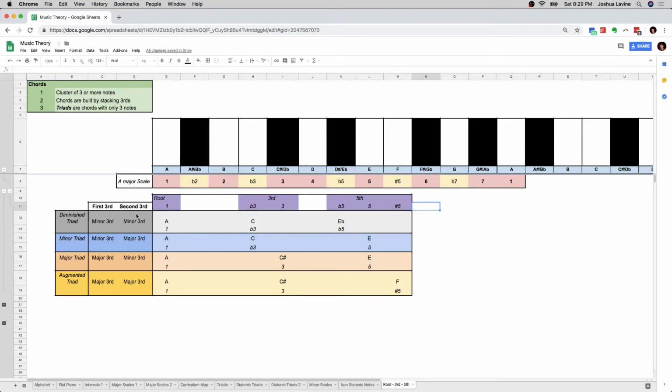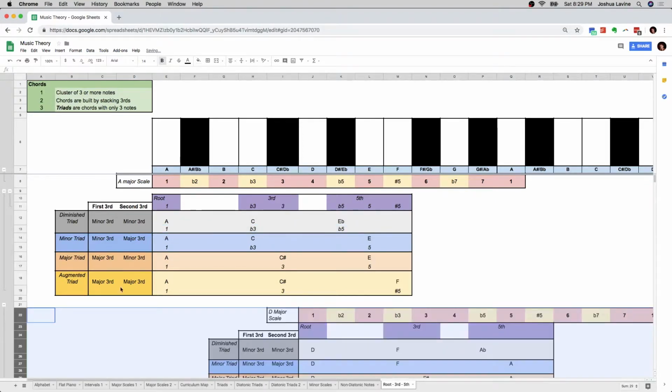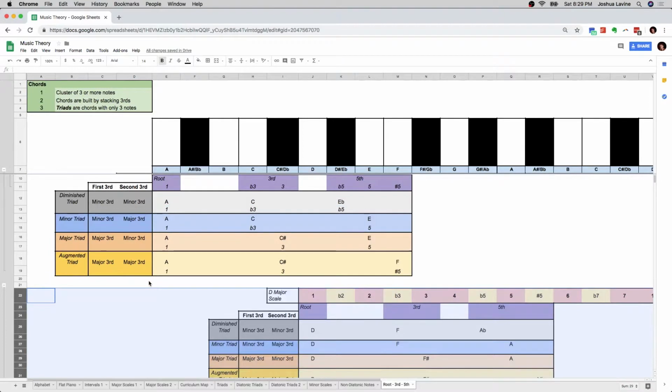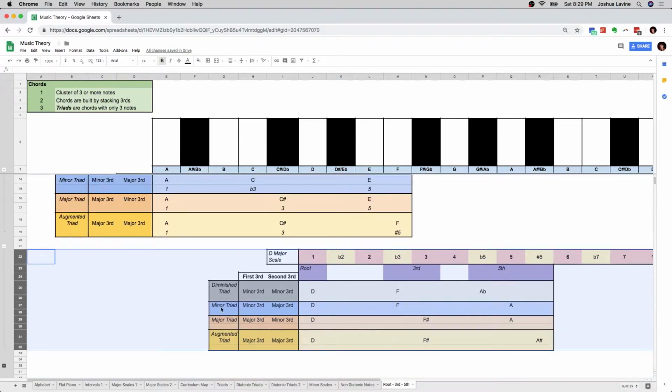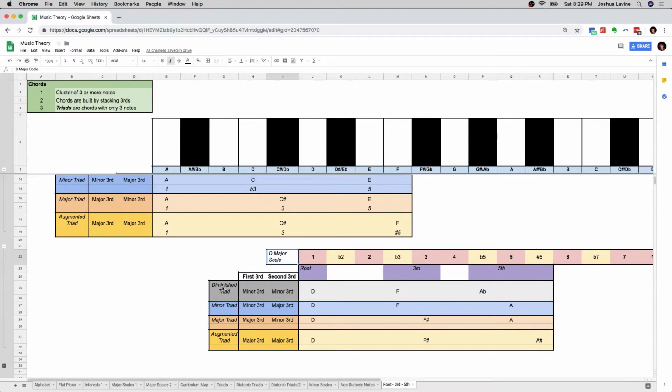Okay, so now we've defined the A diminished triad, the A minor triad, the A major triad, and the A augmented triad in relationship to the A major scale. We looked at each individual chord tone and said what that chord tone is in relationship to the A major scale. And because everything in music is basically a formula, we know that this is a generalization that will work for every other key. But let's just prove it. So let's look at the D major scale. And we're going to look at all 4 chords that have the root note of D.